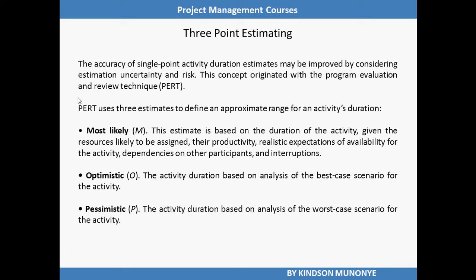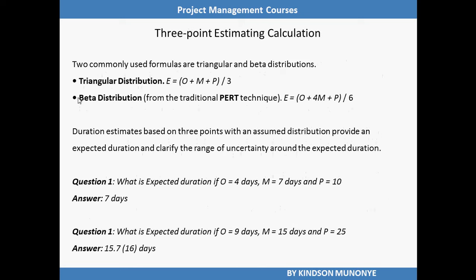So how does 3-point estimating work? You bring all this together using a formula, and that formula says E is equal to (O plus M plus P) over 3. But take note that there are two formulas used for 3-point estimating calculation. One of them is triangular distribution, which is E: the estimate will be equivalent to the optimistic plus the most likely plus the pessimistic estimate, the sum divided by 3 gives you the estimate.